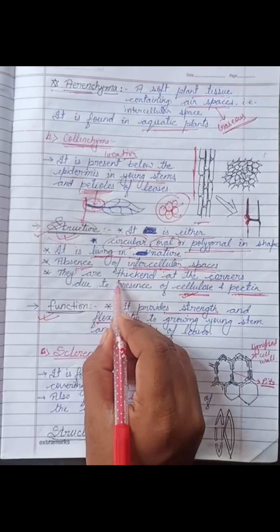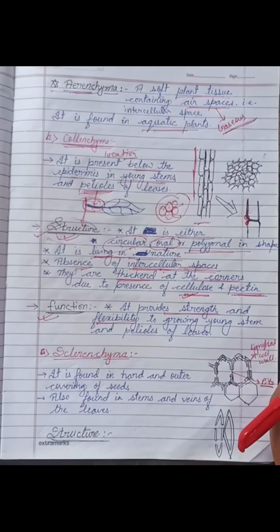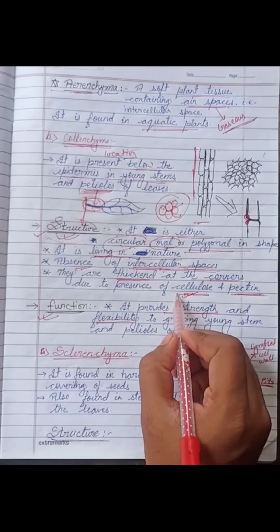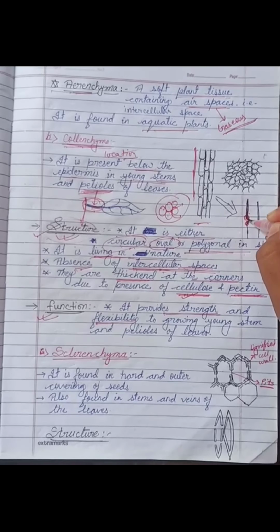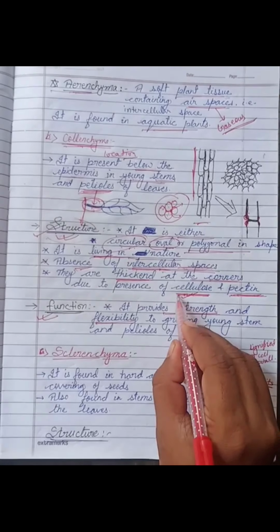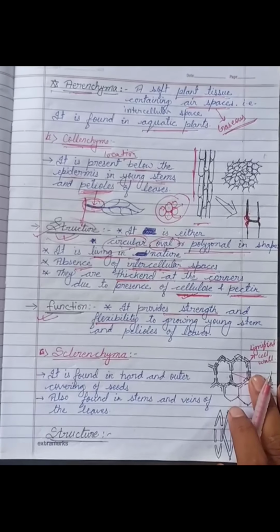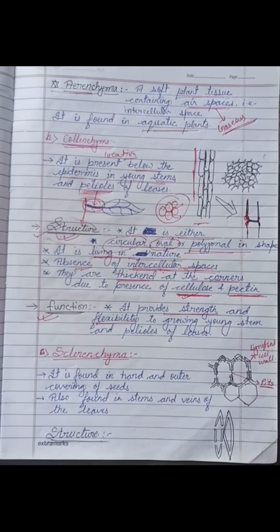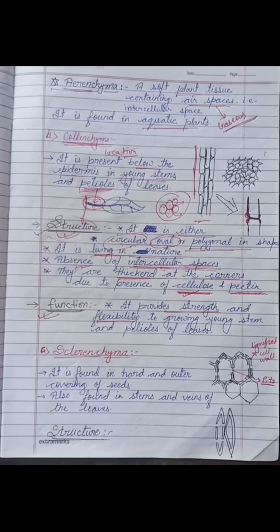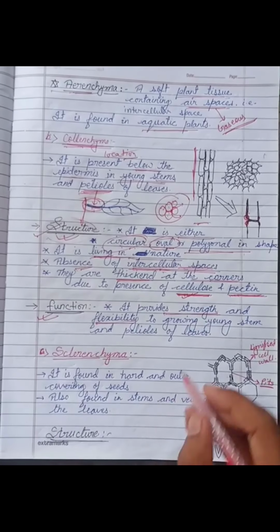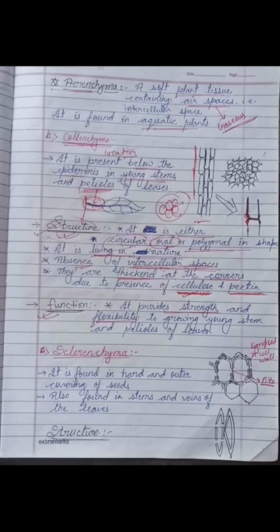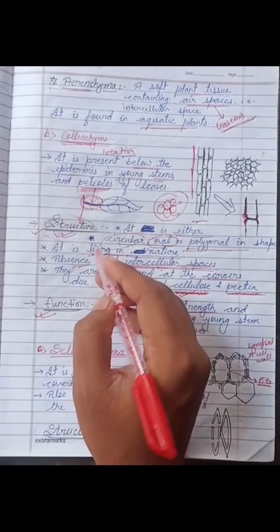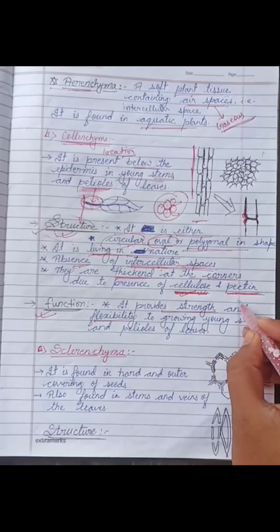They are thickened at the corner, due to the presence of cellulose and pectin. Here, look at this corner. This corner is thickened because of the presence of cellulose and pectin. Whereas the cell wall of parenchyma was made up of only cellulose, the cell wall of collenchyma is cellulose and pectin.